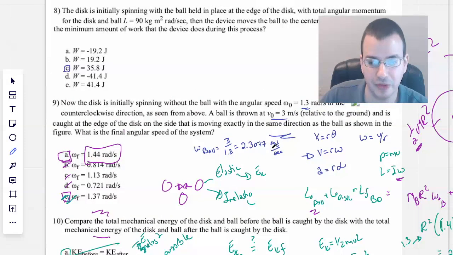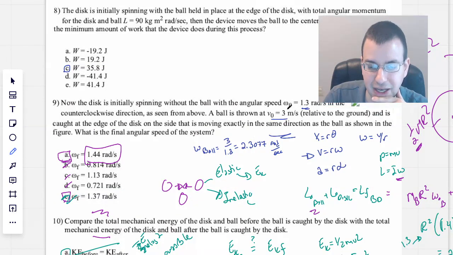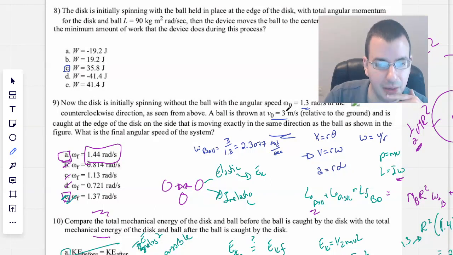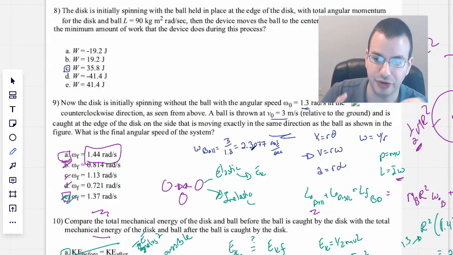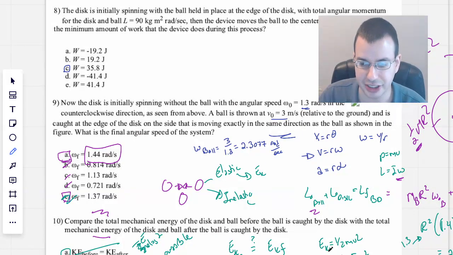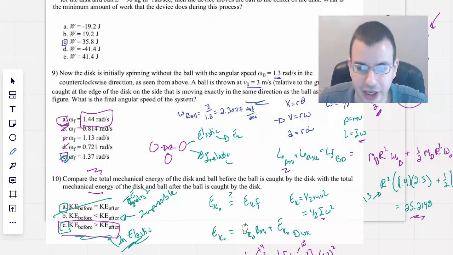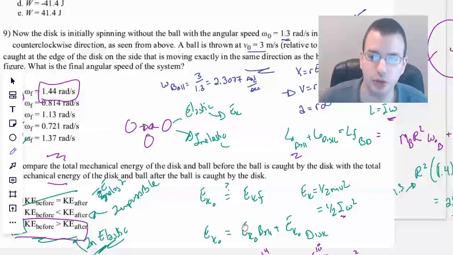If the ball had been moving at exactly the same rotational speed as the disk when they came together, then it probably would have lost no energy. But since the ball was moving faster and it actually sped the disk up, that's probably where the energy loss came from. So this is a fairly challenging problem. I hope looking at this helped, and I will see you next time.